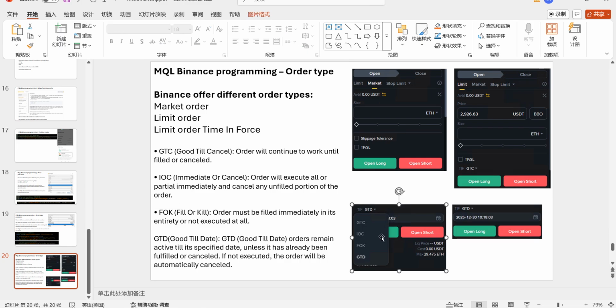This is the screenshot when we switch to GTD. We need to specify the expiry day of the order.